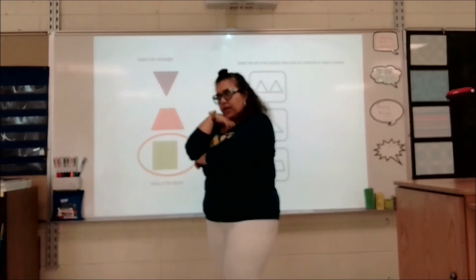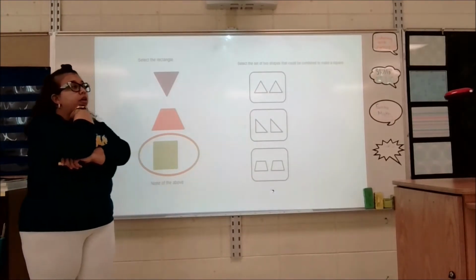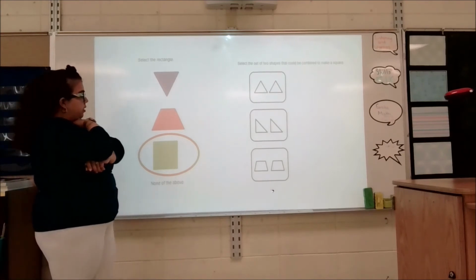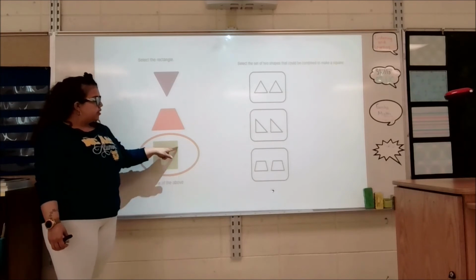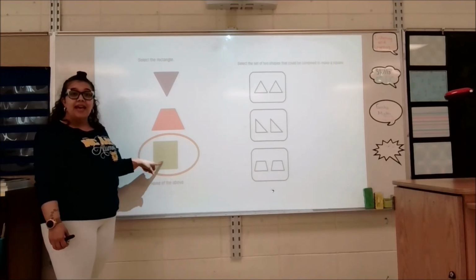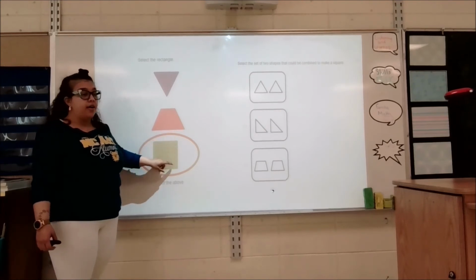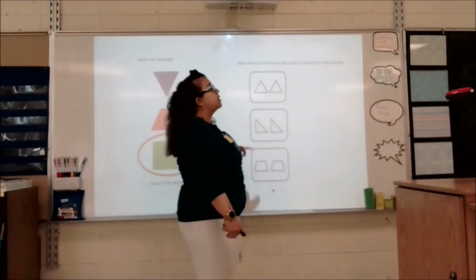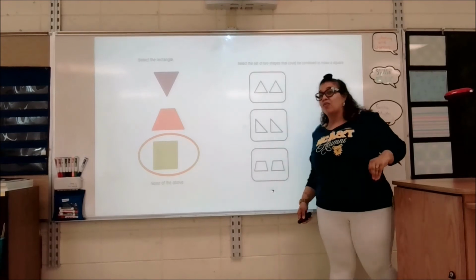But isn't a square a special type of rectangle? Doesn't it have 4 sides and 4 square corners? So it has 4 straight sides and 4 square corners, making it a rectangle. This is a special rectangle called a square because all 4 sides are the same. So a square, again, is technically a rectangle.